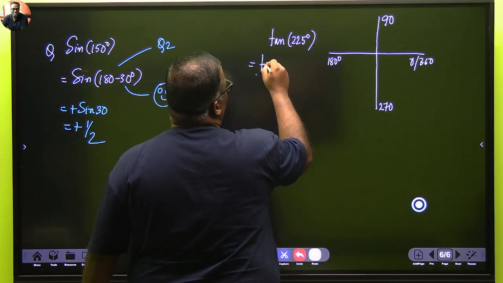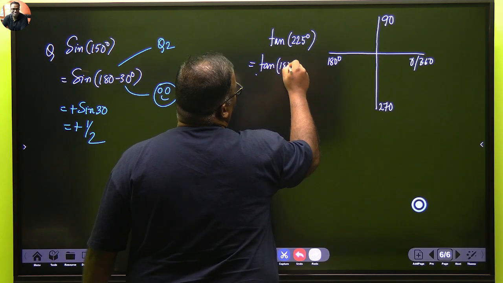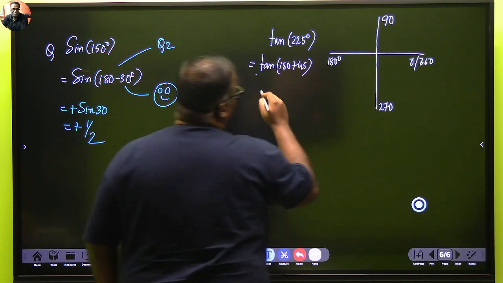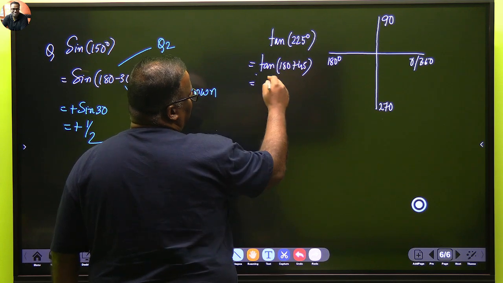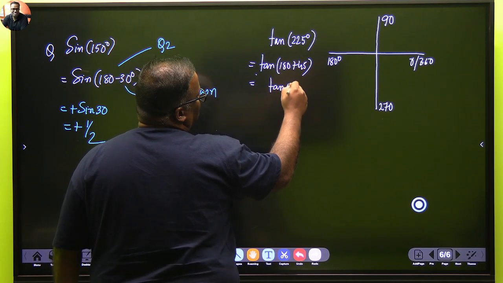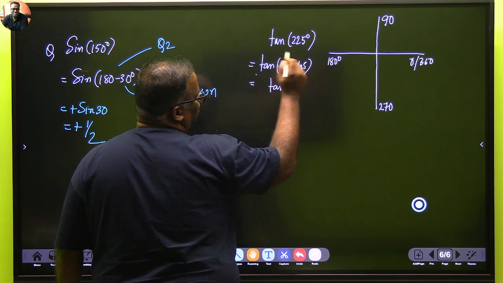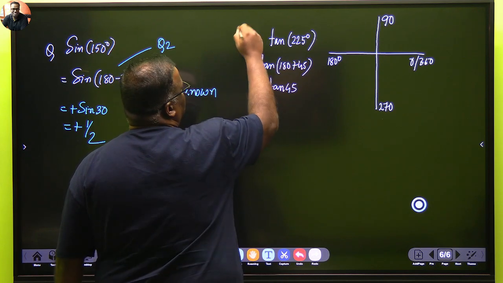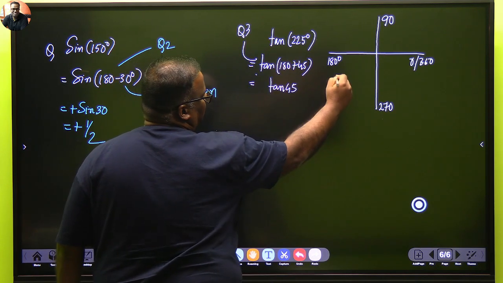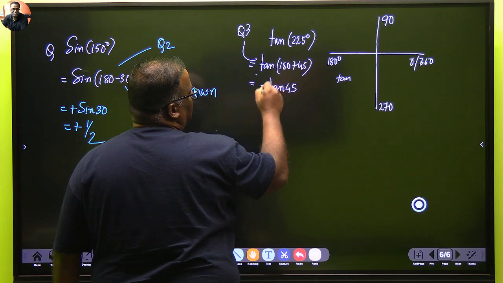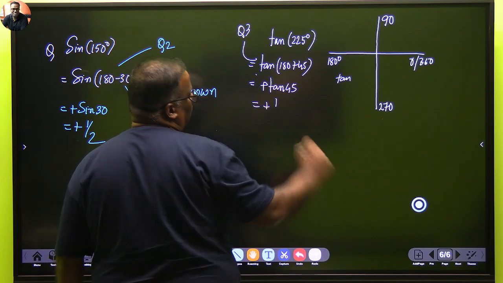We'll do it in both process. So tan of 180 plus 45. Okay, Kirtan. Tan on 180 remains as tan. 45 remains as 45. And this is parent function, quadrant 3. Quadrant 3, tan is positive. Therefore, we retain positive. Therefore, it is positive 1.